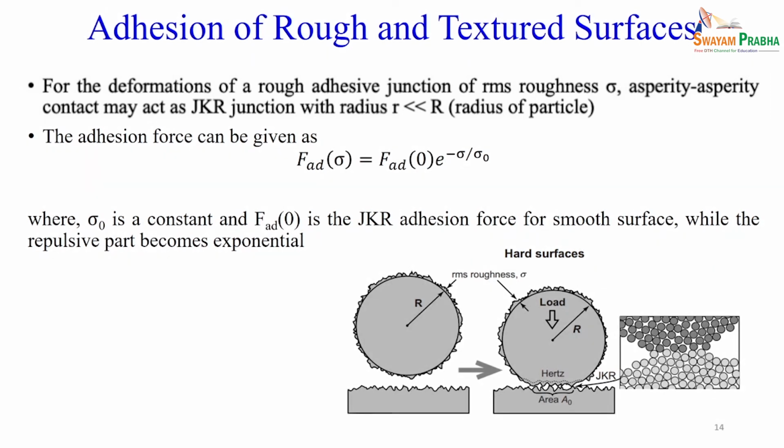So, if you have a rough surface, let us say this is the surface, it has some roughness, and your sphere also has some roughness. Its root mean square roughness is q, sometimes sigma, and sometimes this sigma is also referred to as RQ. RQ means root mean square roughness.